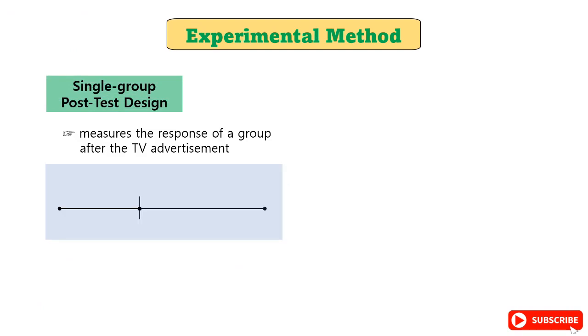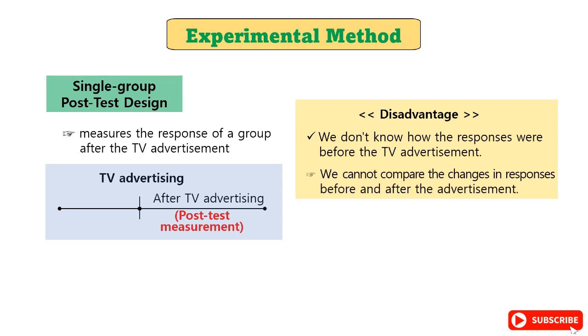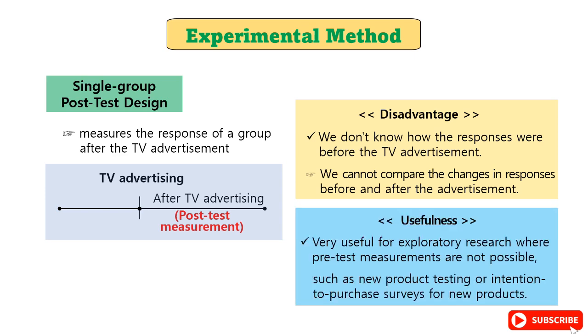First, let's explain the single group post-test design. The single group post-test design measures the response of a group after the TV advertisement is aired. Only the responses after the TV advertisement are investigated. However, since we don't know how the responses were before the TV advertisement, we cannot compare the changes in responses before and after the advertisement, which is a disadvantage. Nevertheless, this design is very useful for exploratory research, where pre-test measurements are not possible, such as new product testing or intention to purchase surveys for new products.